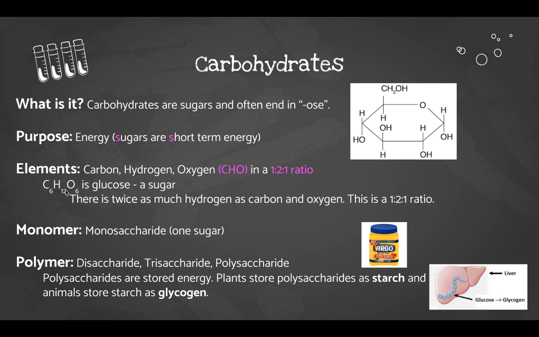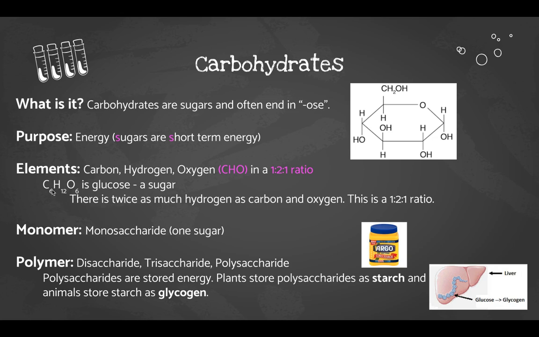So if you look at the 6, the 12, and the 6, if you divide all of them by 6, 6 divided by 6 is 1, 12 divided by 6 is 2, 6 divided by 6 is 1. That gives you a 1 to 2 to 1 ratio. So all it means is that there's twice as much hydrogen as there are carbon and oxygen. So carbon and oxygen always equal, and then twice as much hydrogen. That is a 1 to 2 to 1 ratio.